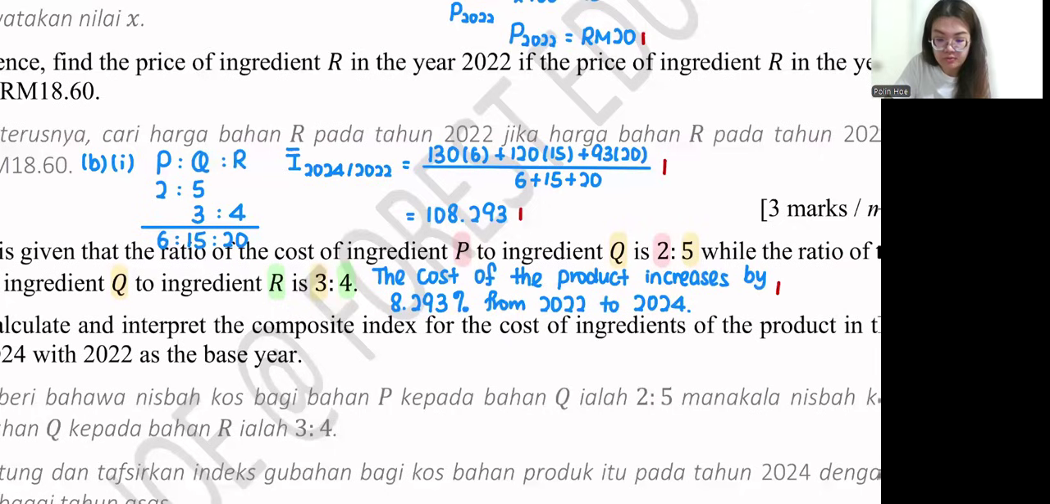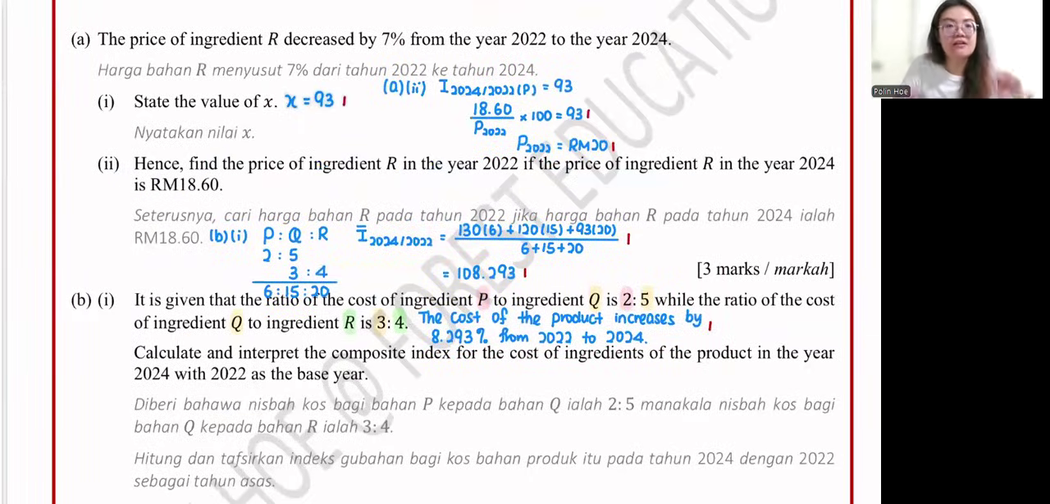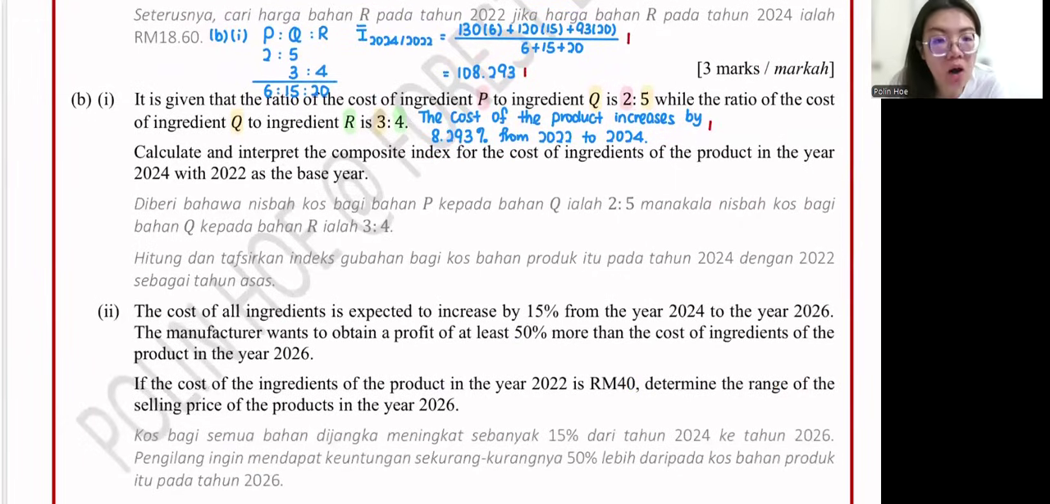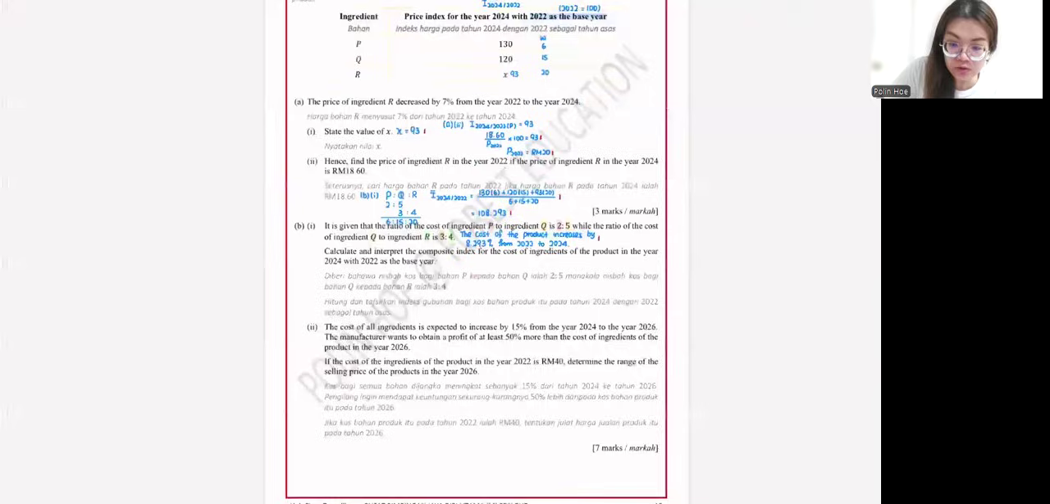Let's go for B part 2, so that after that, all of our students can take a rest. B part 2. The cost of all ingredients is expected to increase by 15% from the year 2024 to 2026. So you see 3 years come in, what should we use? The leap method. Okay, 最蠢的。So 它的字是什么？You highlight the word with the same color on top.